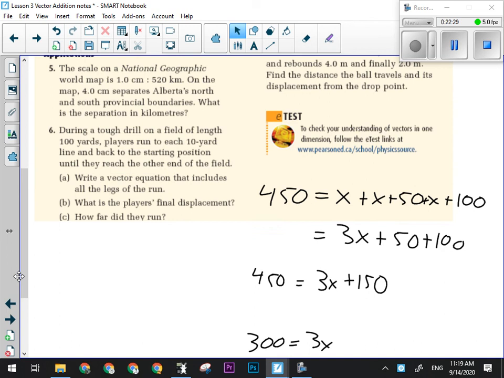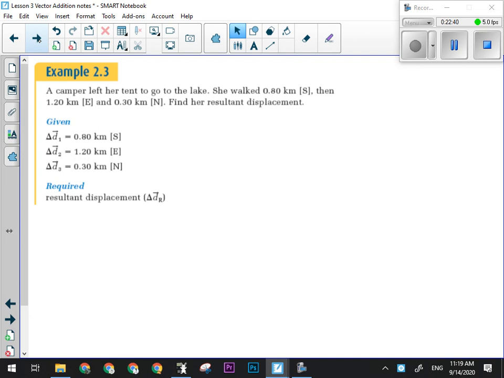That's just a math trick. It's not really a vector question. You had to do vector stuff to get to the math trick, to get the 450. Right? That was really all you needed the vectors for. Okay, I want you guys to try this one.